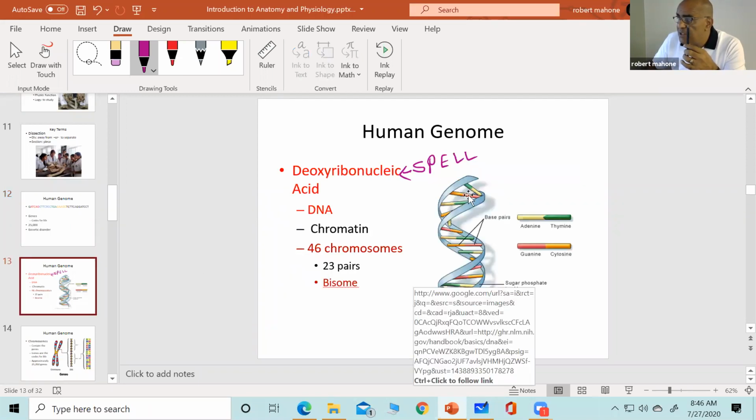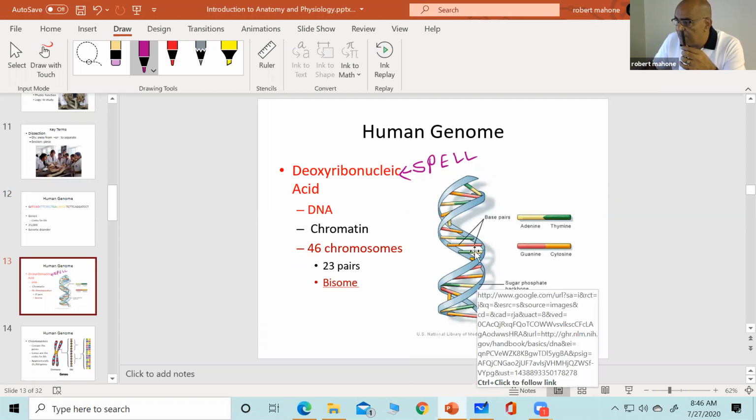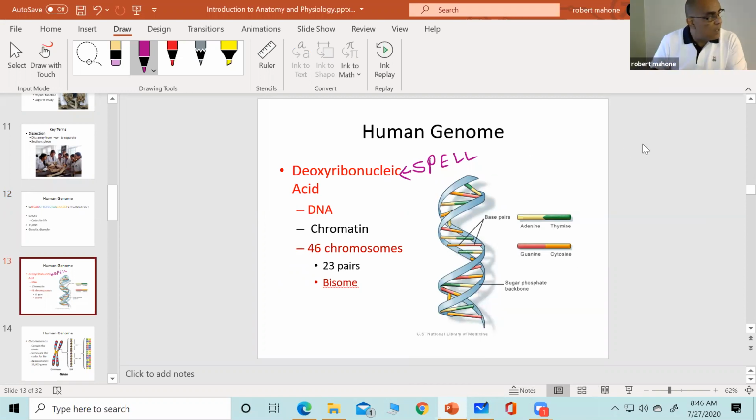Now, this package type of DNA, how many of y'all have moved from one apartment to another apartment or one house to another house? Just a second, y'all. Give me just a second.